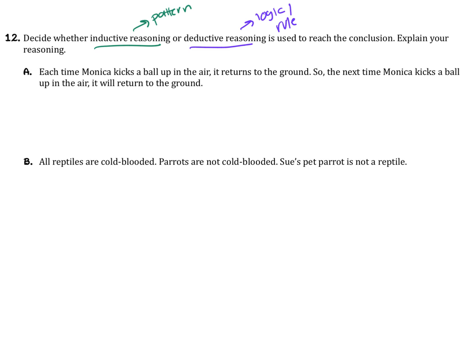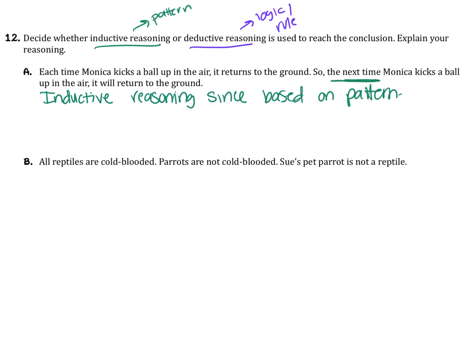Each time Monica kicks a ball up in the air, it returns to the ground. So the next time, these are keywords that guide me towards inductive. So the next time Monica kicks a ball up in the air, it will return to the ground. This is inductive reasoning because our conclusion is based on an observation of a pattern that has happened repeatedly over and over again. So we're going to say this is inductive reasoning since it's based on a pattern.